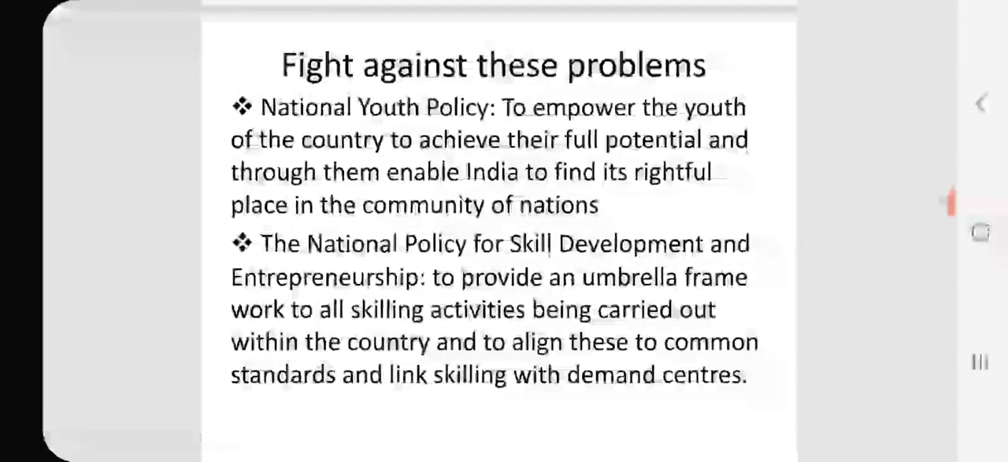To fight against these problems, the government of India takes many projects. Two projects are mentioned here. The National Youth Policy. Why was this project taken? This project was taken to empower the youth of the country to achieve their full potential and through them enable India to find its rightful place in the community of nations. And the second project was the National Policy for Skill Development and Entrepreneurship. This project was taken to provide an umbrella framework to all skilling activities being carried out within the country and to align these to common standards and link skilling with demand centers.